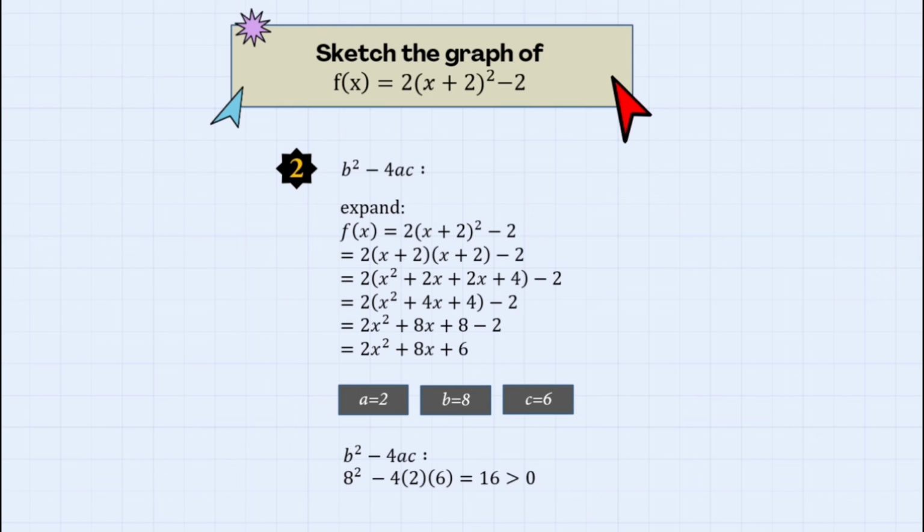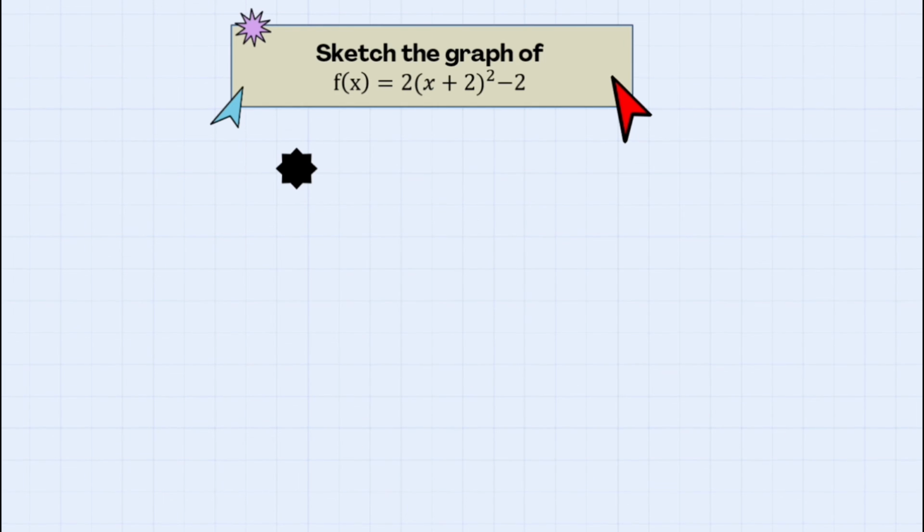Remember what happened when the value of b squared minus 4ac is greater than 0? Yes, they will have two real and distinct roots. So, there are 2 points that will intersect on the x-axis. Move on to step 3, which is to find the vertex of the graph, also known as the minimum point.